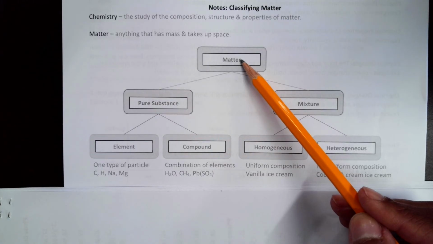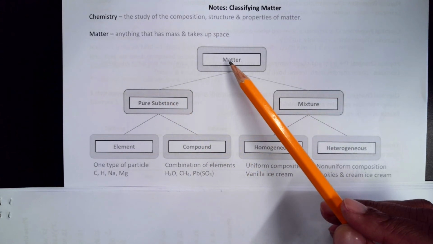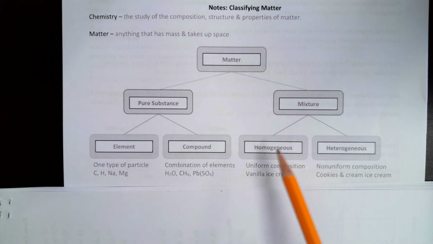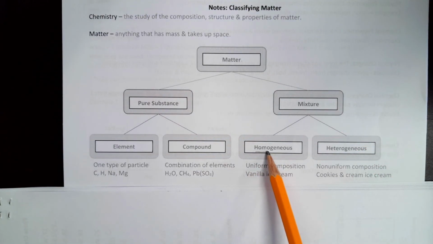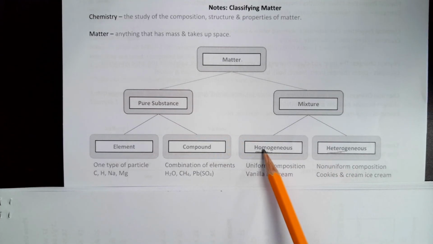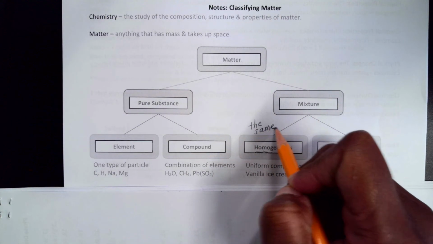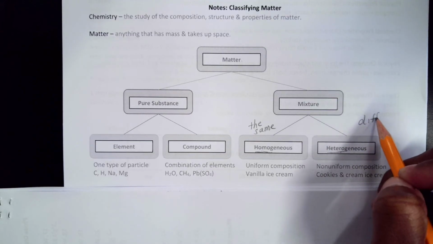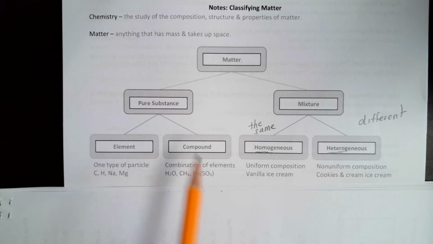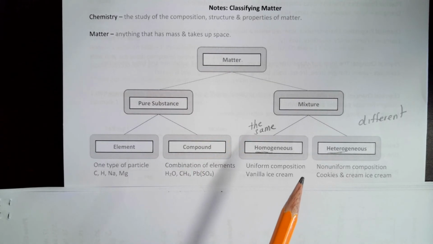So we talked about matter. We talked about pure substances, which is a type of matter. Another type of matter is a mixture. All right. So if you look at the prefixes, homo and hetero, think of this one as the same and this one as different. So when I take elements and compounds and I mix them together, that's when we get a mixture.